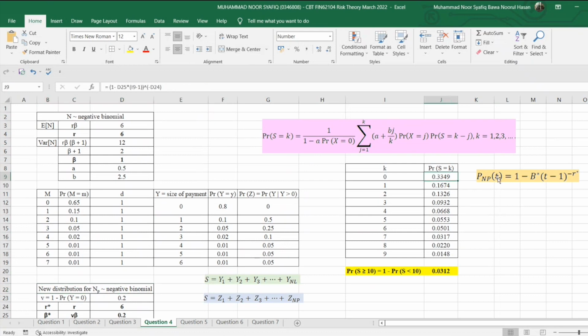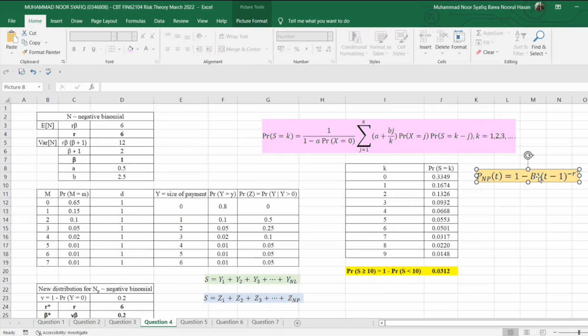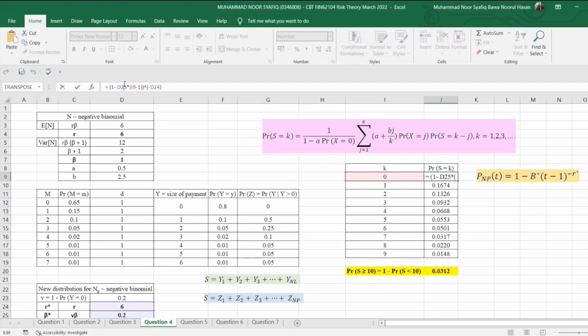So as we can see here, this is the PGF formula, where 1 minus beta star is the revised beta for the NP distribution, which is also a negative binomial. So we will use that 1 minus the new beta, which is v times beta, and then I9 is actually 0 because our k value is 0 here, and then 0 minus 1 power of negative r star. Our r star is equal to r, which is 6 here, and negative 6. So we will get the answer of 0.3349 for probability s equals to 0.